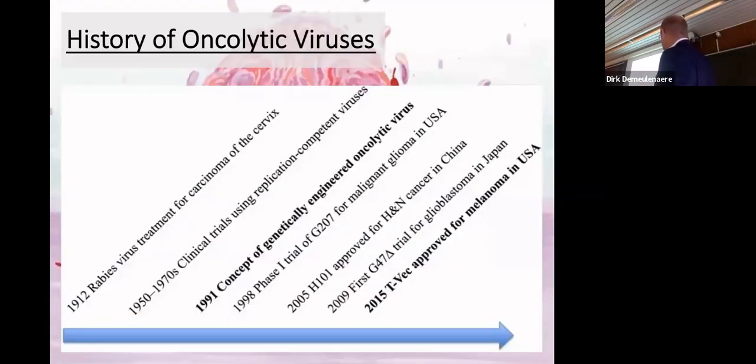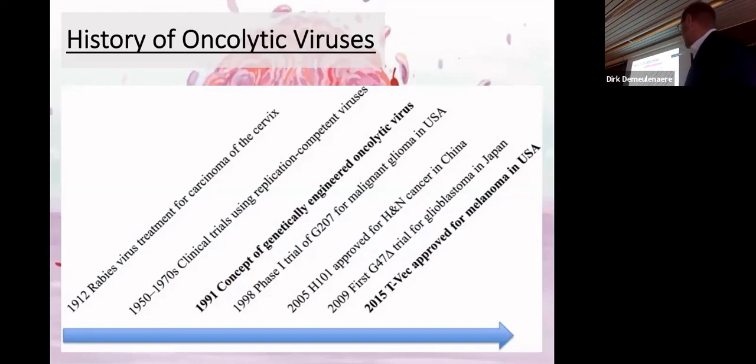Now, again, the idea is not very recent. The first attempt to treat a carcinoma of the cervix was done with attenuated rabies virus. And you see that we had a lot of trials until very recently, 2016, when the first viral oncolytic treatment was approved for melanoma in the United States, with quite variable results, but some of them are very impressive. There are people that had metastasis, and this virus caught the metastasis.